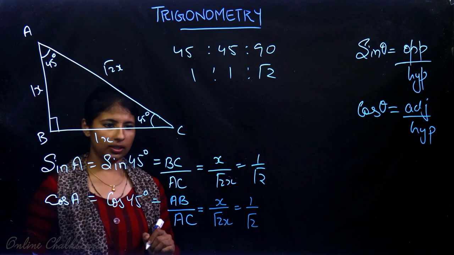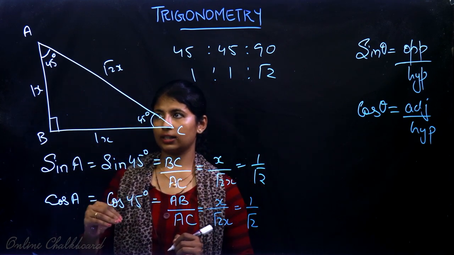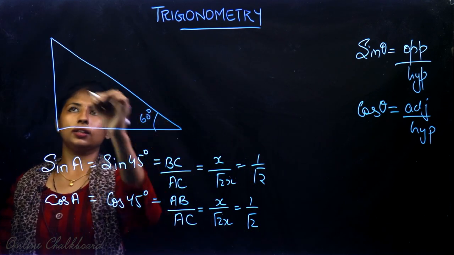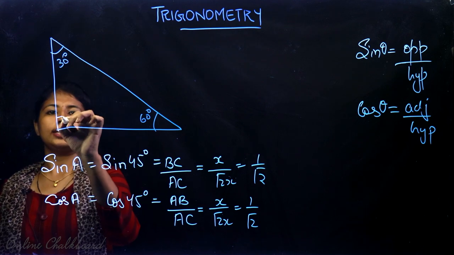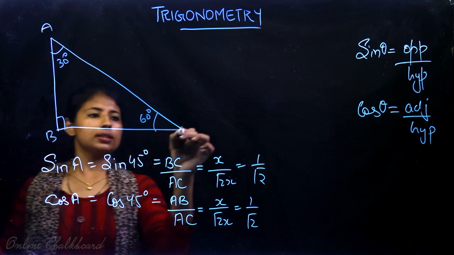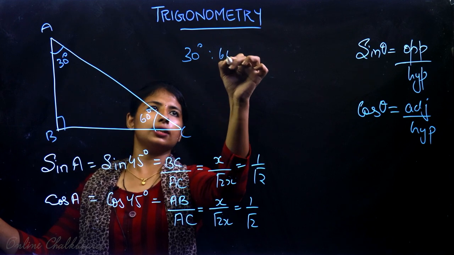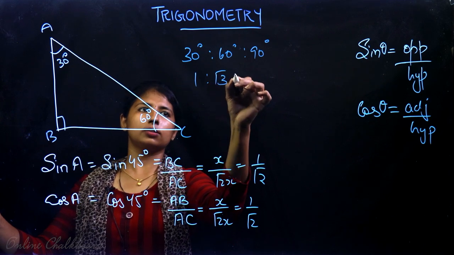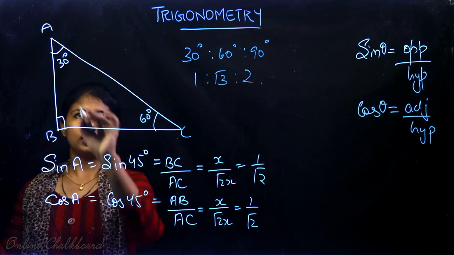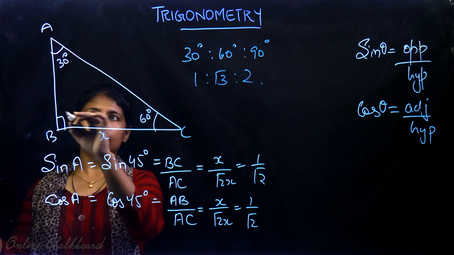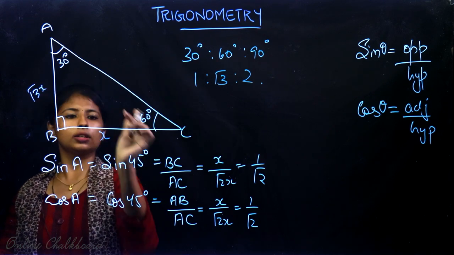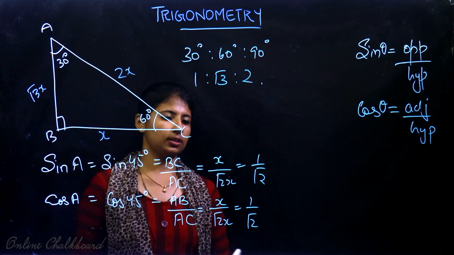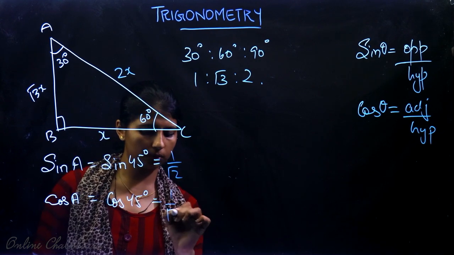Okay. Next we have 30 degree and 60 degree. This is 60 degree, this is 30 degree, this is 90 degree. A, B, C. For 30 degree, 60 degree, 90 degree, the sides are in the ratio 1 : √3 : 2. That is, if the opposite side of 30 degree is x, the side opposite 60 degree is √3x and the hypotenuse is 2x.